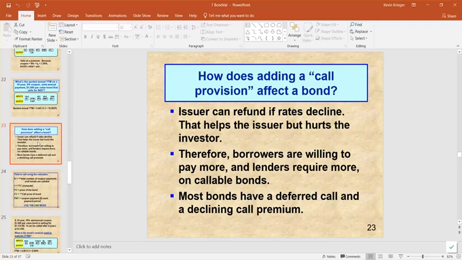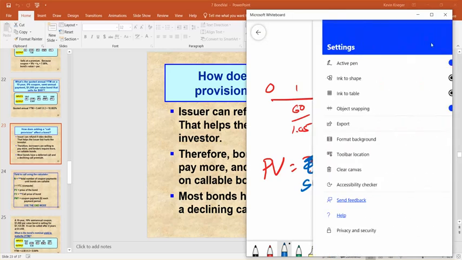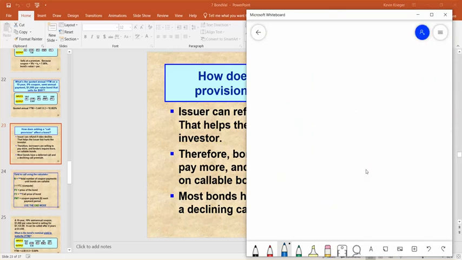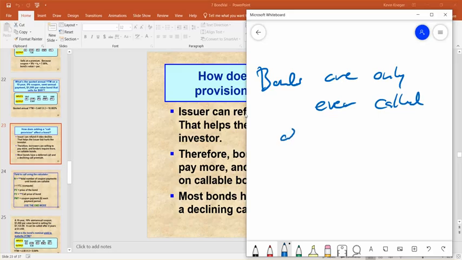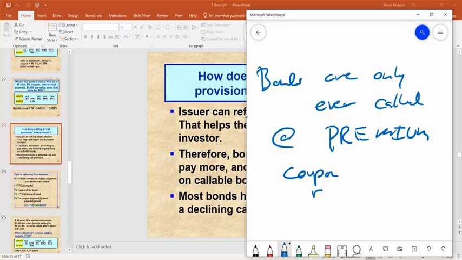They can call the bond, usually for an extra fee. Now, when do they do this? Bonds, actually, I'll even be bold in that, are only ever called at a premium. At a premium, as in the coupon rate is greater than the yield. It's the equivalent to refinancing.